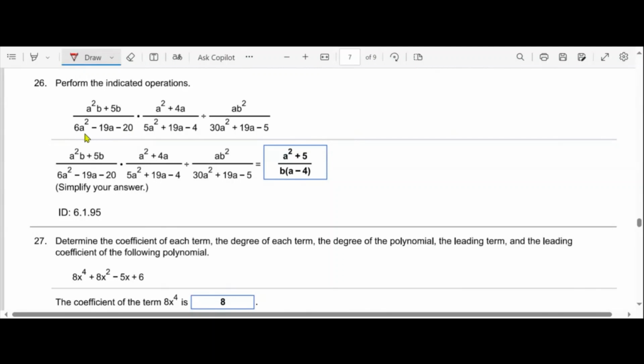Do we have any common factor here? No. Do we have any common factor here? No. Do we have any common factor here? No. Do we have any common factor here? Yes, we have a common factor, b. What about here? Yes, a. What's left? ab plus 5. And here, what's left? A plus 4.